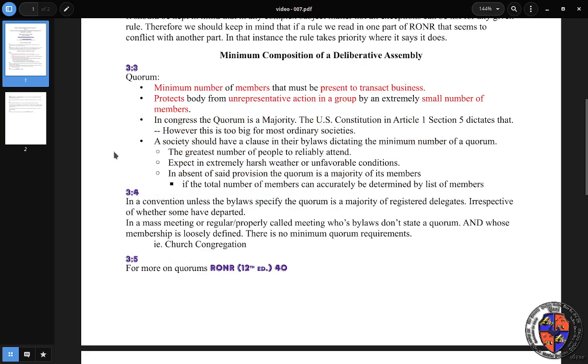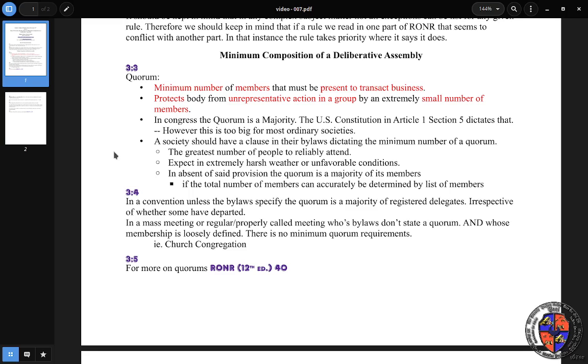This gives us the idea of a quorum. Your quorum is the minimum number of members that must be present to transact business. The idea is it protects you from unrepresentative action in a group by an extremely small number of members. So you can't have 2 or 3 members come together and act for the group and in the group's name. That opens the door for a lot of abuse, and so we want to avoid that. In Congress, your quorum is a majority, and we get this from Article 1, Section 5. However, this is way too large for most ordinary societies.